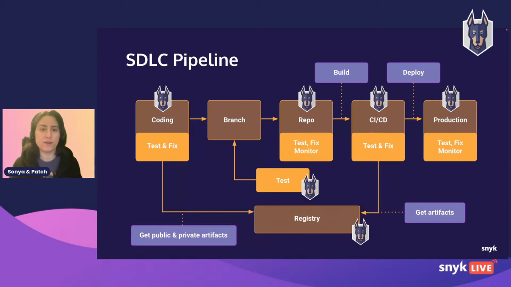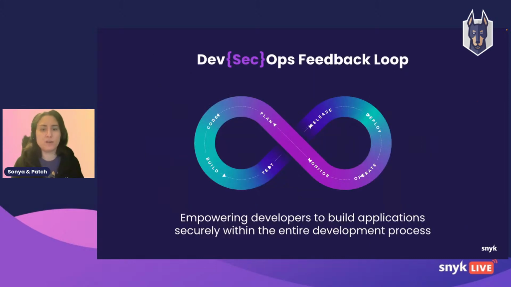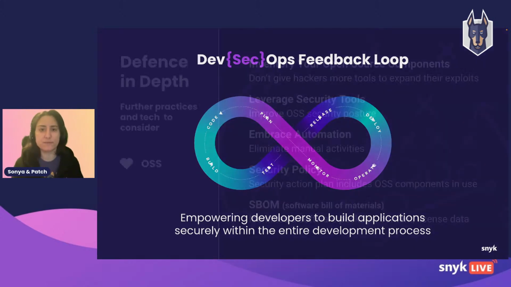Also, you can have guardrails at the repo stage where you can test, fix, and monitor by raising pull requests. On the CI/CD pipeline, depending on if you're using GitHub Actions, DevOps pipeline, Jenkins, CircleCI, whatever CI/CD tools you're specifically using, you could also implement guardrails at that stage. Obviously on production also, and on the registry, just to make sure that you're fetching the correct image or packages. So that's a DevSecOps feedback loop, because we want to empower developers to build applications securely within the entire development process, and we want to avoid siloed teams between security and development teams.